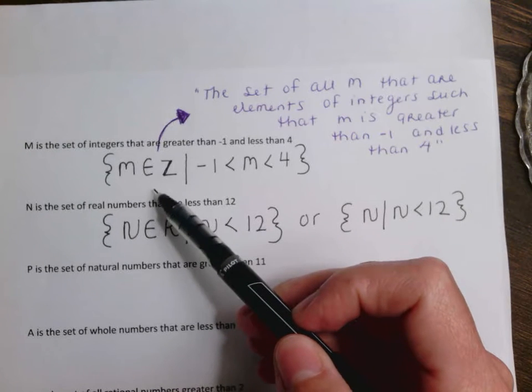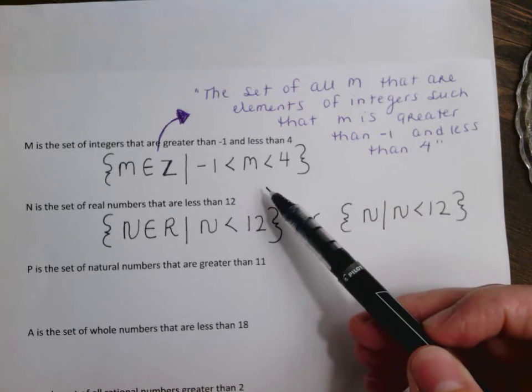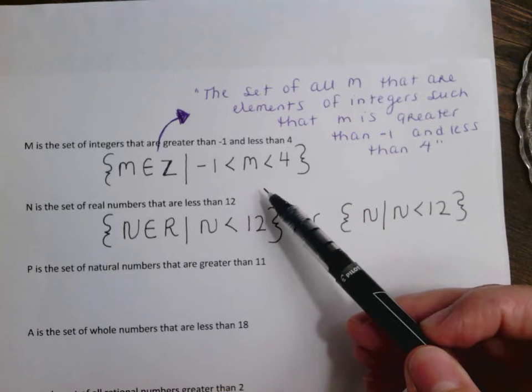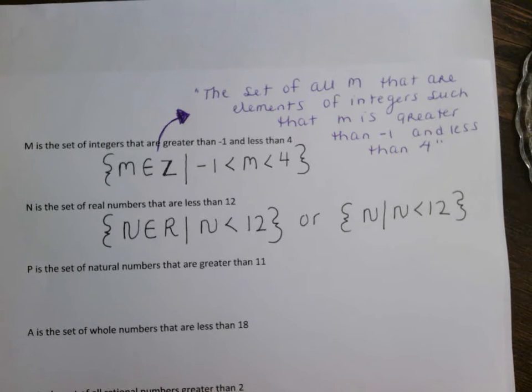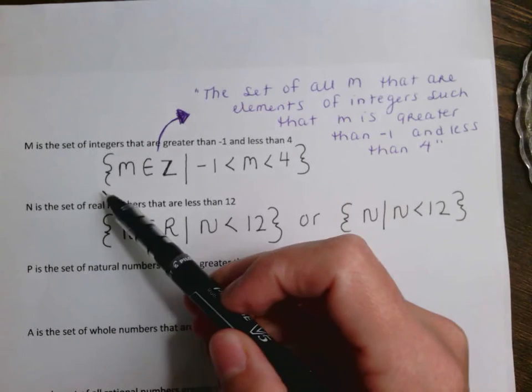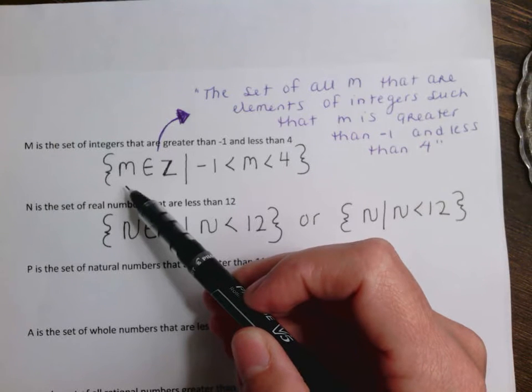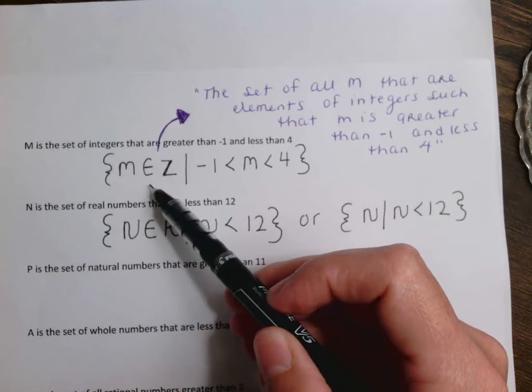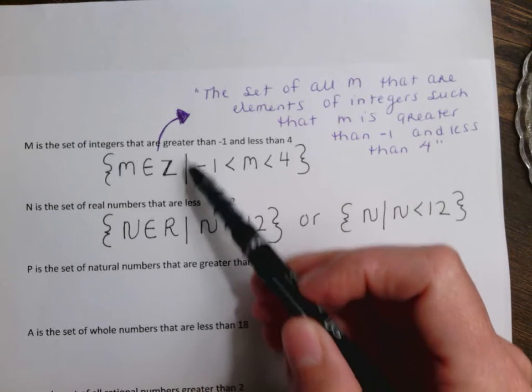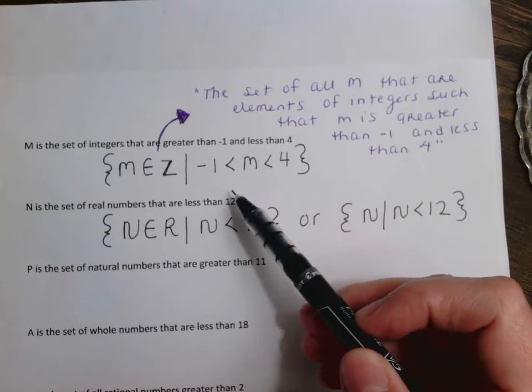First, you describe the elements of your set, they're integers, and then you set your limits. So let me read this. Again, it's super important that you understand how to read this. This is read as the set of all m that are elements of integers such that m is greater than -1 and less than 4. The set of all m, or all values of m, that are elements of integers such that m is greater than -1 and less than 4.